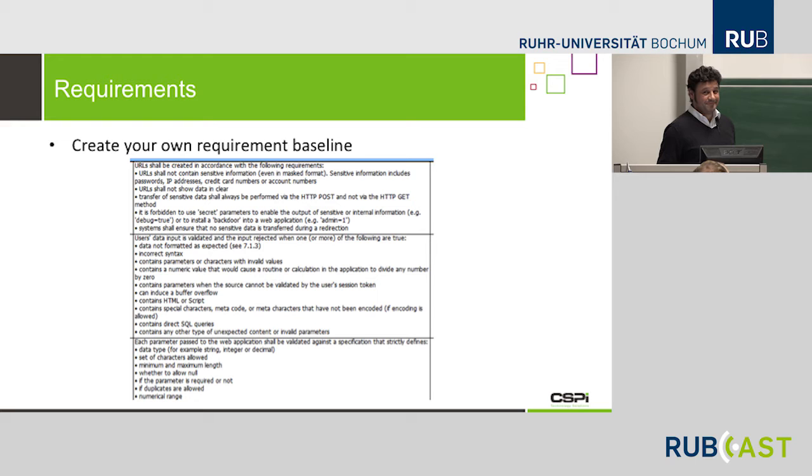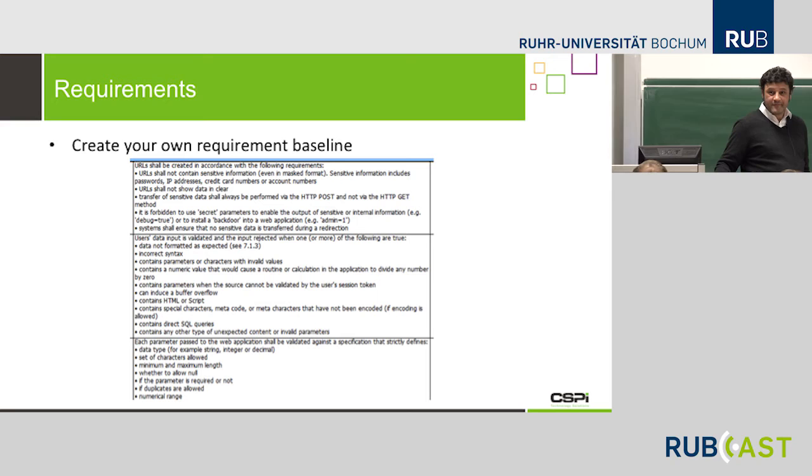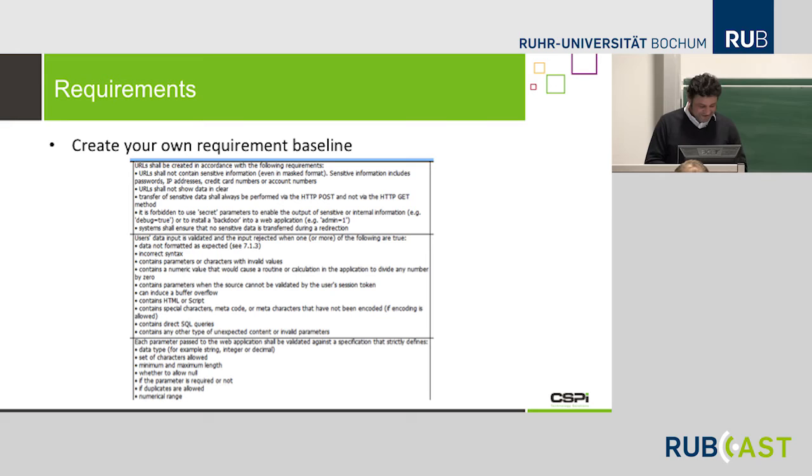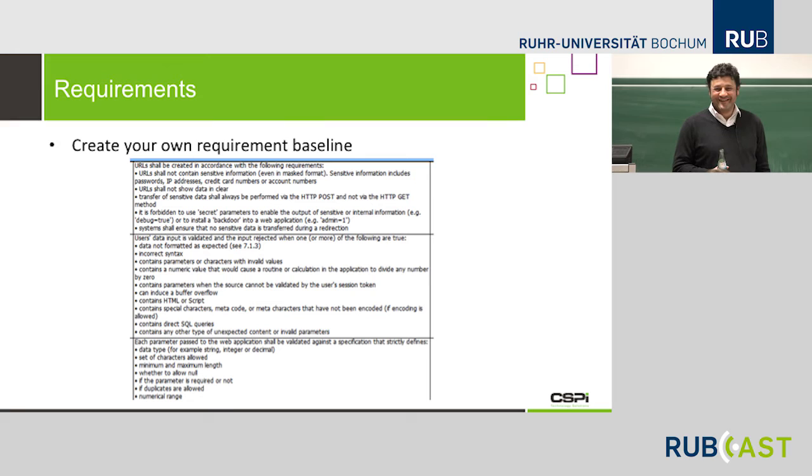How does a developer react when you show him, after some years of experience, 100 pages of security requirements? We have lots of discussion. They don't like us. Yeah, indeed, that's a good question. Thank you for the question.